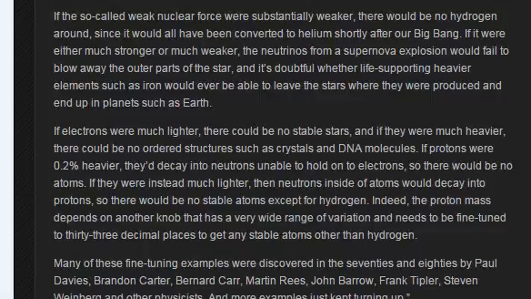If it were either much stronger or much weaker, the neutrinos from a supernova explosion would fail to blow away the outer parts of the star, and it's doubtful whether life-supporting heavier elements such as iron would ever be able to leave the stars where they were produced and end up in planets such as Earth.